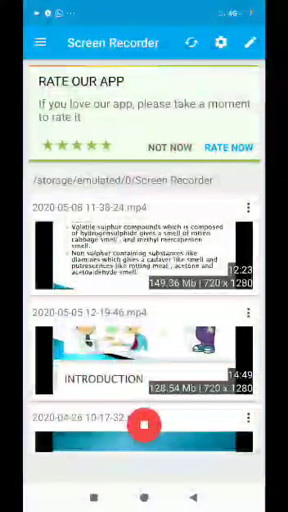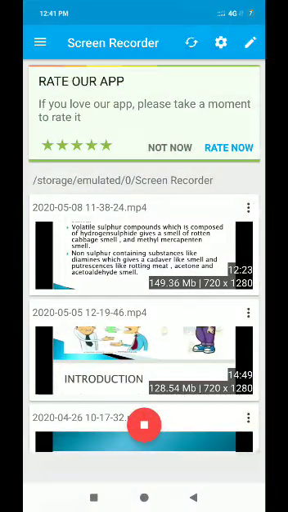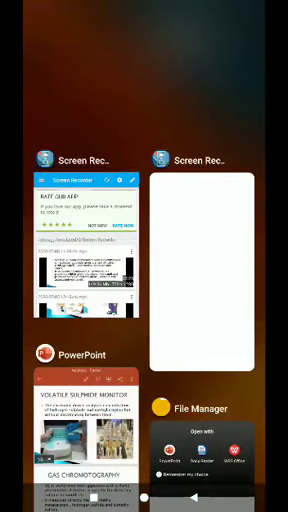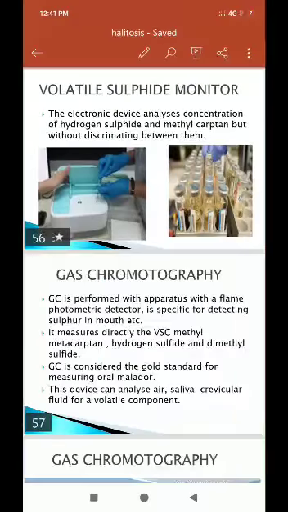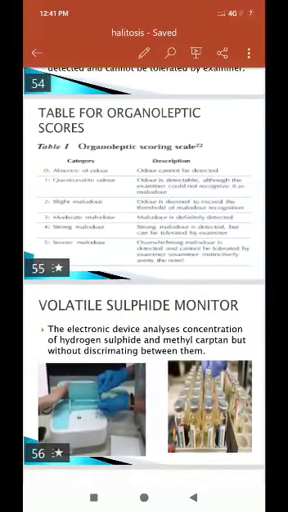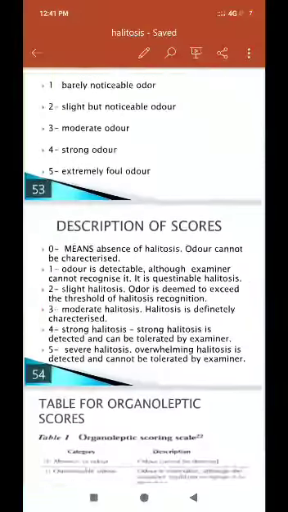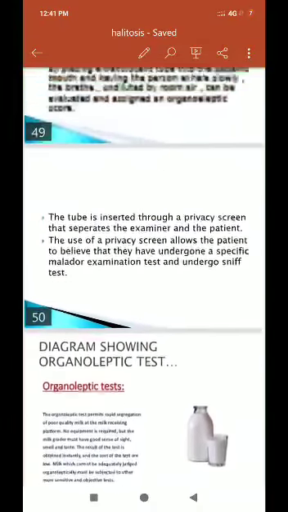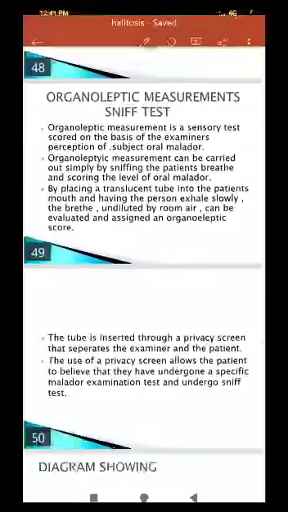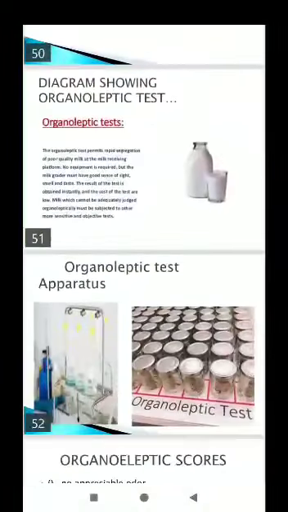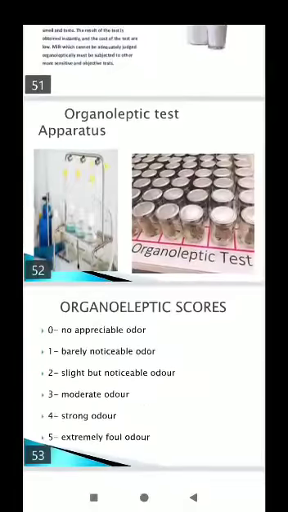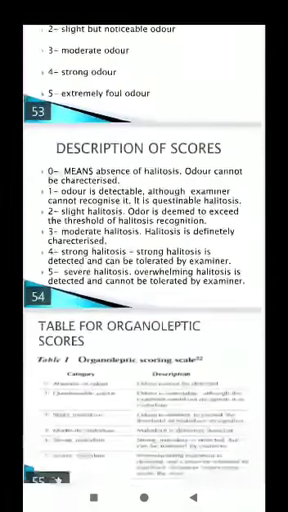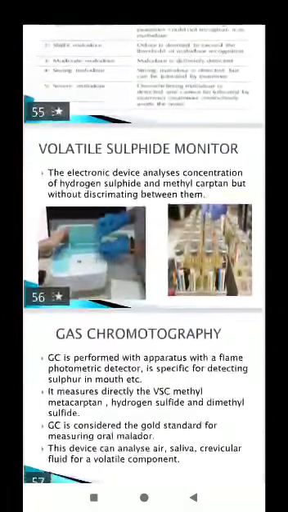Good morning, everyone. Today we'll be continuing with our lecture on halitosis, part 3. In the last class, we studied the organoleptic test, organoleptic scores, description of its scores, and the Rickerts listing test. Everything we have studied is for the diagnosis of halitosis and the self-assessment test. Today we will be continuing with the volatile sulfur monitor test.